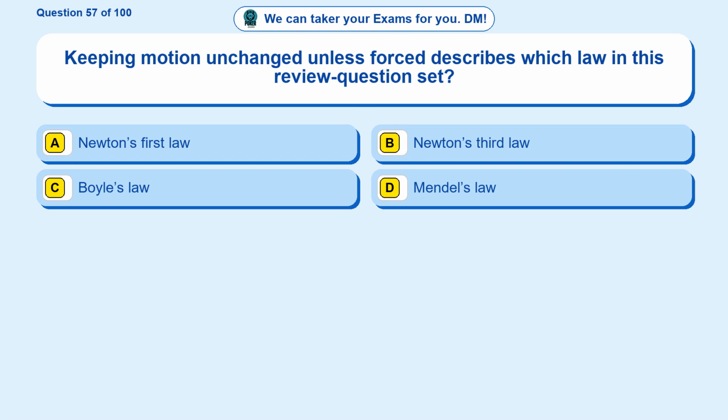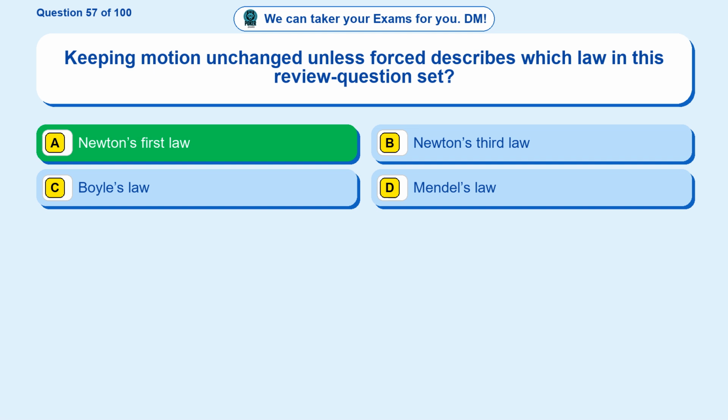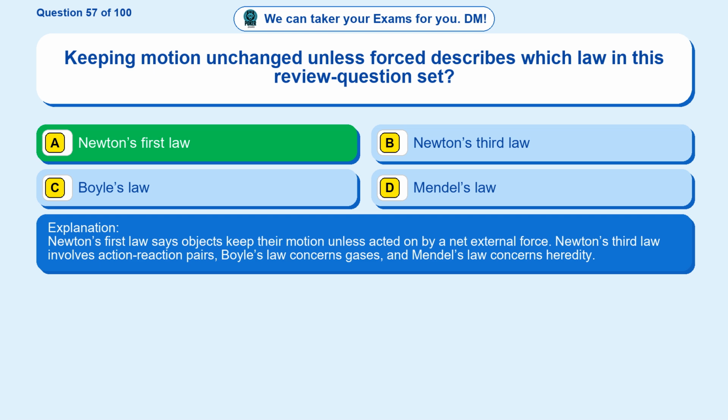Question 57. Keeping motion unchanged unless force describes which law in this review question set? Option A, Newton's first law. Option B, Newton's third law. Option C, Boyle's law. Option D, Mendel's law. The correct answer is option A, Newton's first law. Newton's first law says objects keep their motion unless acted on by a net external force. Newton's third law involves action-reaction pairs, Boyle's law concerns gases, and Mendel's law concerns heredity.